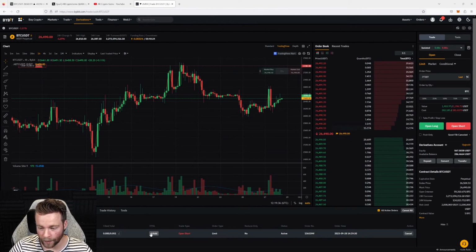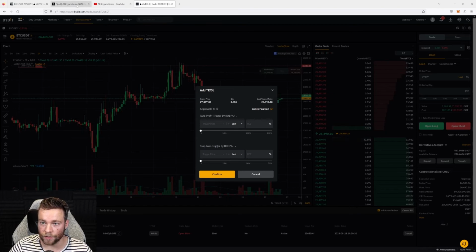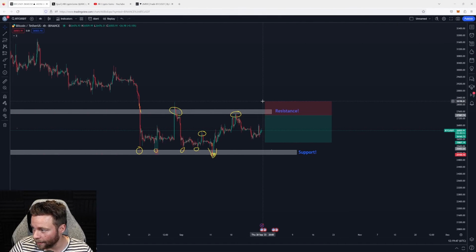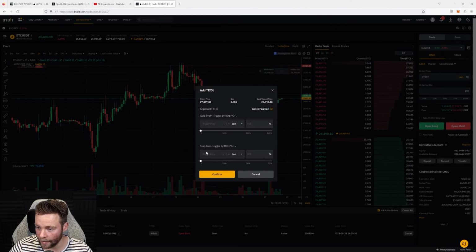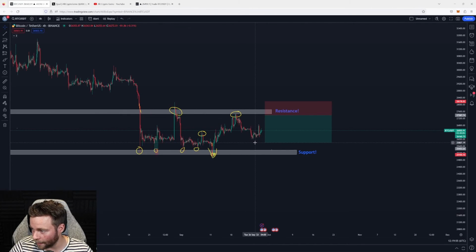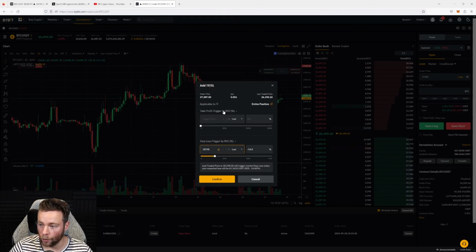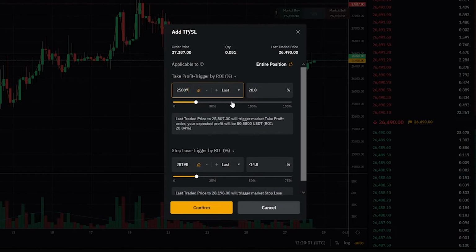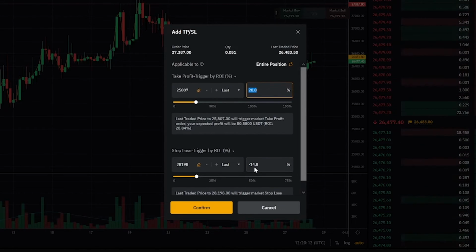it's going to open a short. Now you can already set your take profit points and your stop losses, so let's fill this in as well. Like I said, the stop loss would be at 28,198, and the take profit would be at around 25,807. So in this example, if we lose this trade, we're going to lose 14.8%. However, if we win this trade, we're going to win 28.8%. So almost double, like we said.